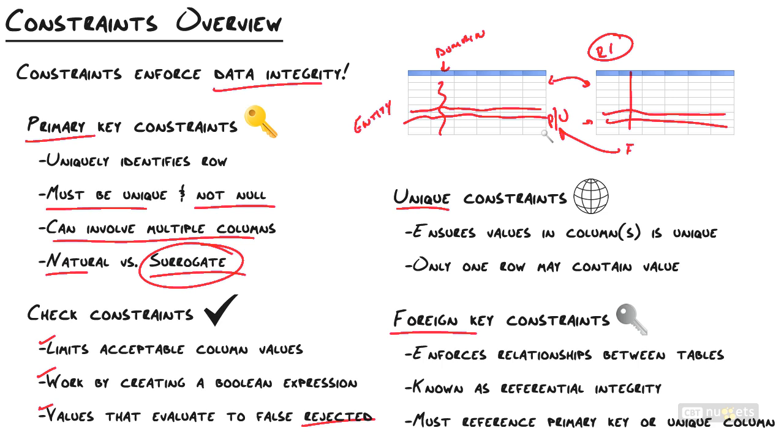But again, foreign keys just enforce referential integrity by establishing a link between our data. And it must be done on a primary key or unique column in the reference table. All right, let's head over to the virtual nugget lab. We'll start with primary key and foreign key constraints, and then we'll move into unique and check constraints.